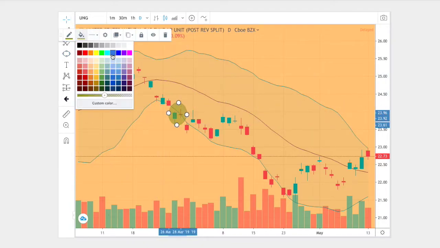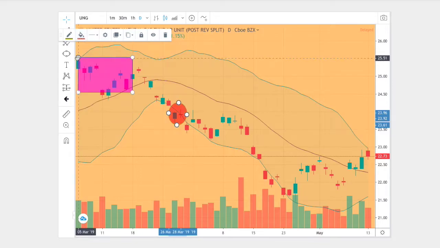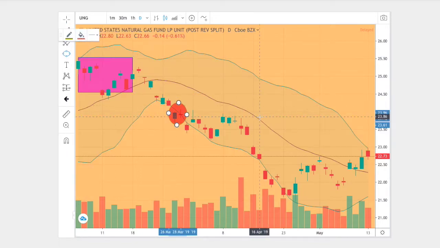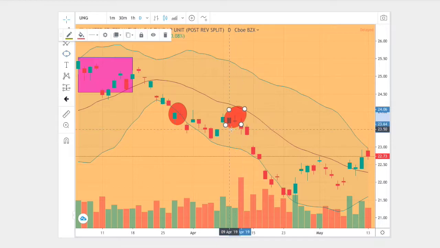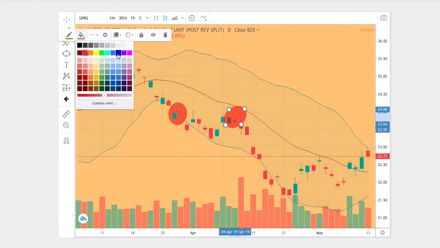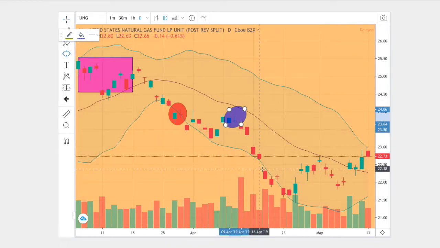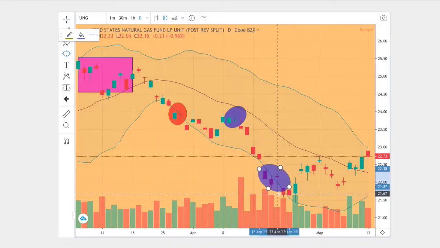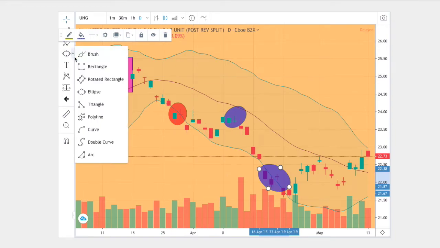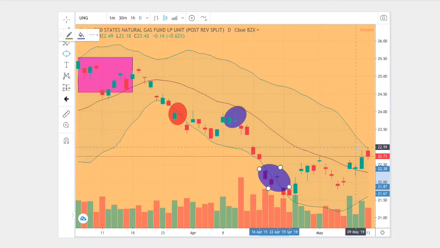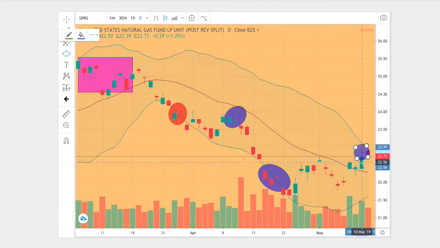And then we made an attempt to reach the middle Bollinger Band, and we'll make this blue. However, we did proceed to continue on down right here, and then we finally broke through the middle Bollinger Band and touched the upper Bollinger Band right here.